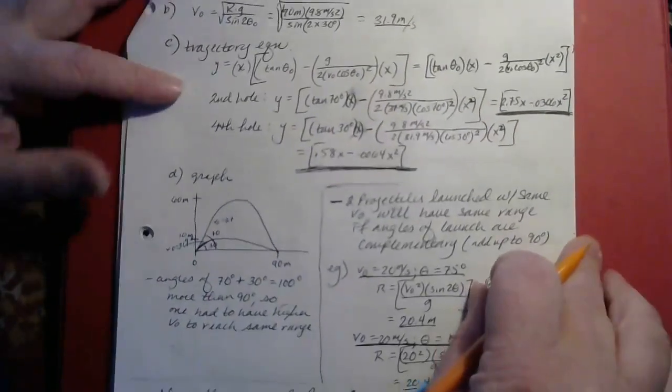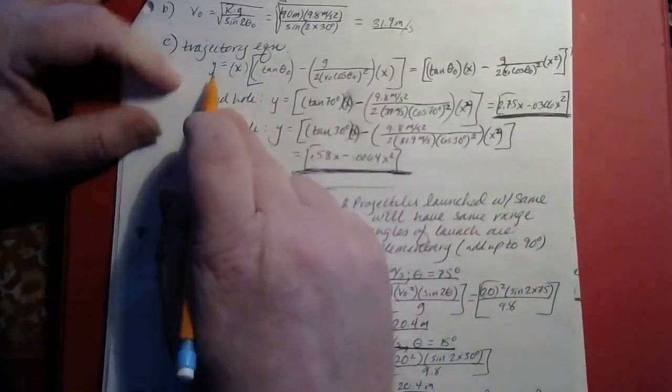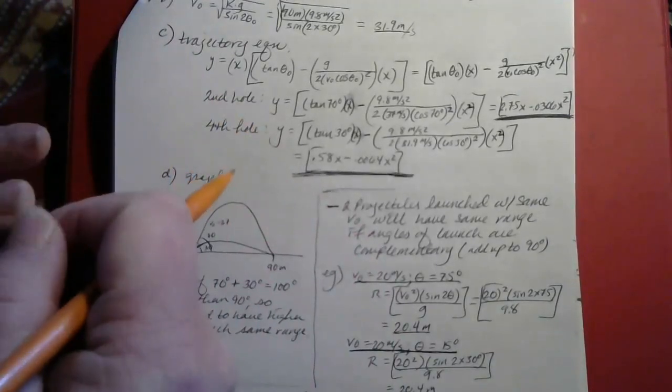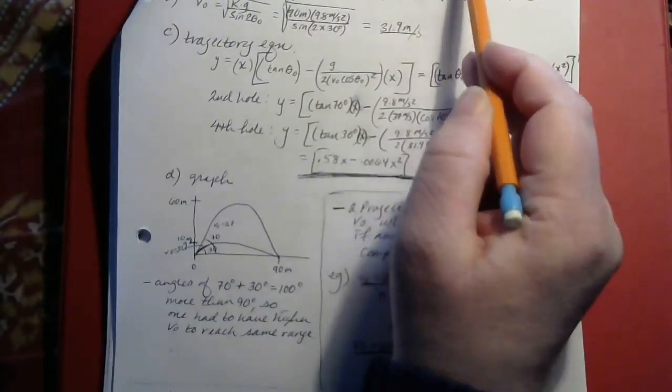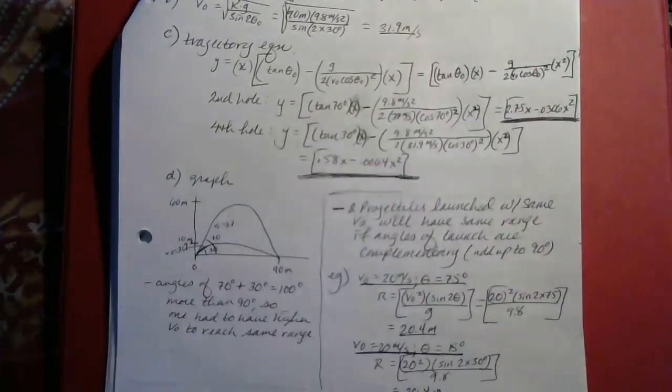In part C, they want the trajectory equations for this instance. And we saw last time that the trajectory equation in terms of X is usually pretty simple, and it's more the question of where it is in terms of Y at any given moment, because it's the y direction that's subject to gravity. The x direction is not subject to gravity.